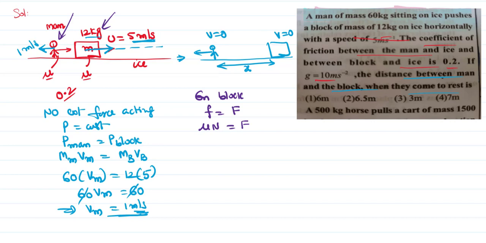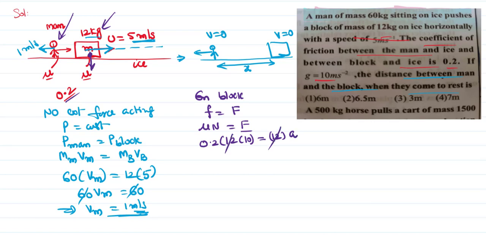So the mu value is given to you in the problem, 0.2. Normal reaction is nothing but the weight of that block, that is 12 into g. The g value is 10. The frictional force is equal to the force. Force is nothing but m a, where m is 12. The mass of that block is given as 12, into acceleration.